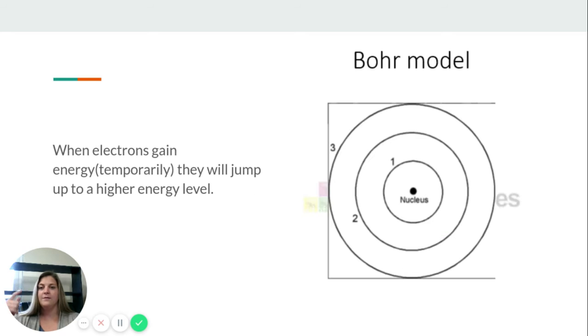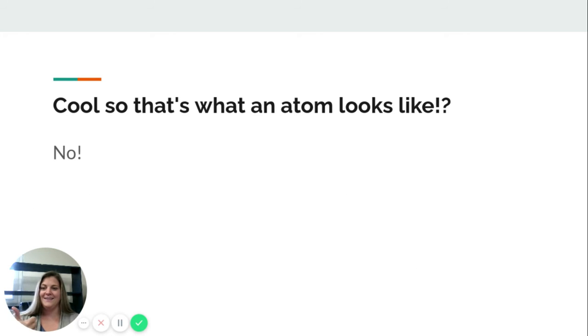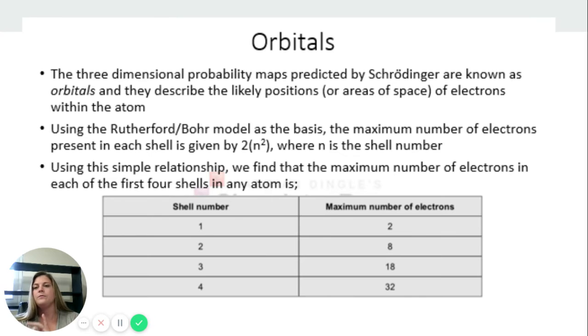So cool. This is what an atom looks like, right? No. The thing about science is that models are used to explain the observations that we have right now. So the Bohr model was the best they had when they came up with it. And since then, more research, more studies, more math has led us to more complex models, which includes our quantum mechanical model that Schrodinger and Einstein helped develop.